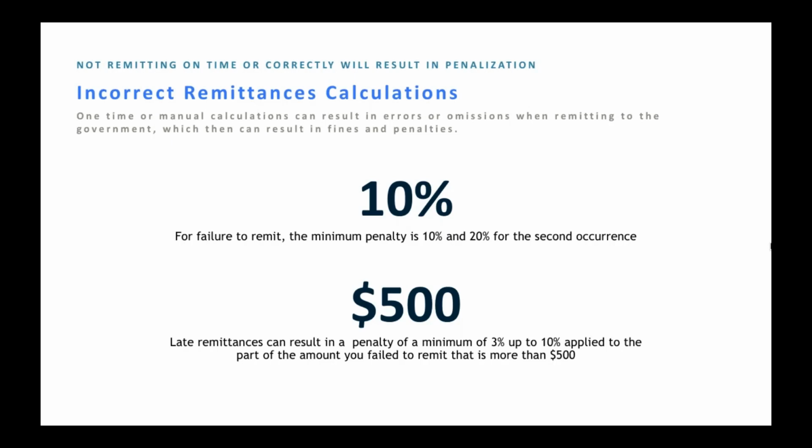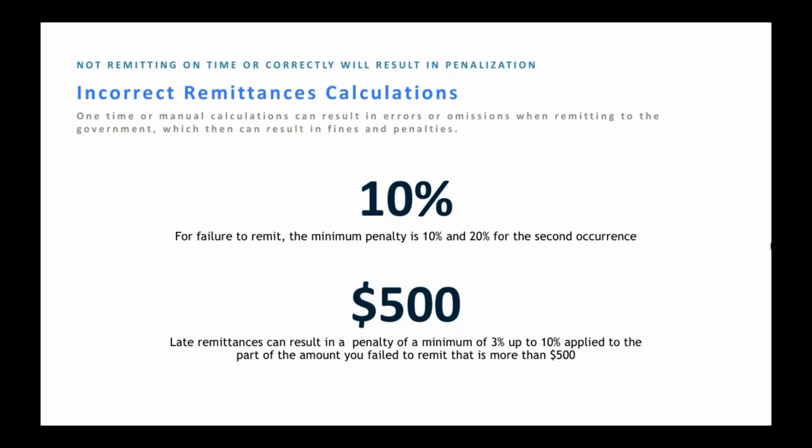Incorrect remittance calculations. So what happens when you are not remitting on time or correctly? So all of these errors that we've talked about can lead to fines, and nobody wants to be fined. Nobody wants to be on CRA's radar. So as a basic understanding of what the fines can be for your failure to remit, or your client's failure to remit, the minimum penalty is 10% for the first time and 20% for the second time of the remittance amount.